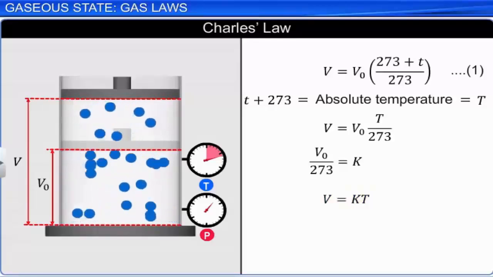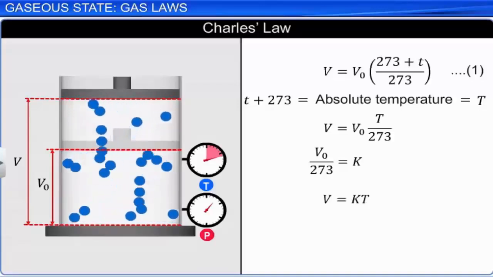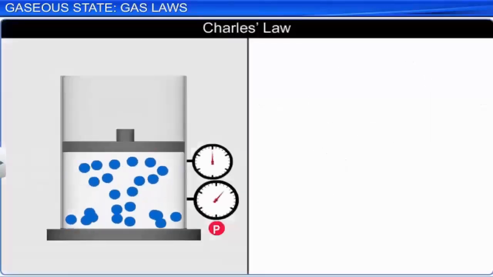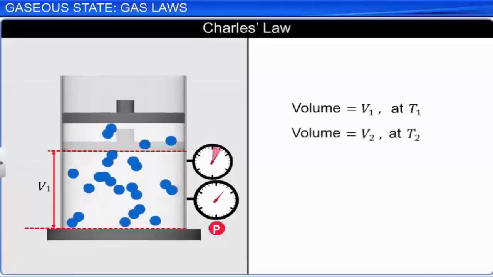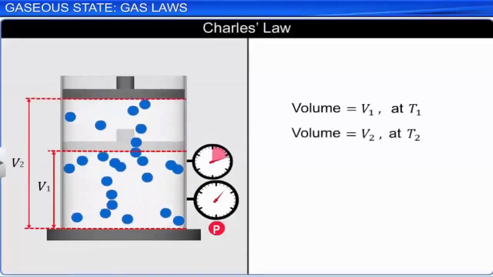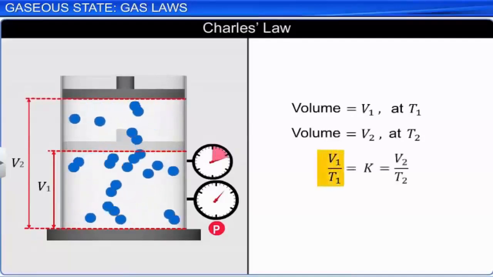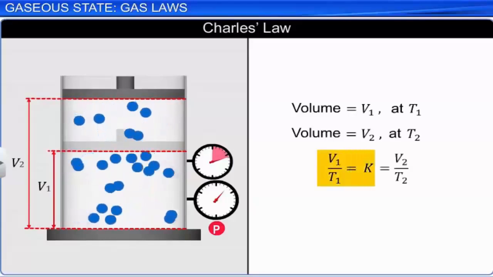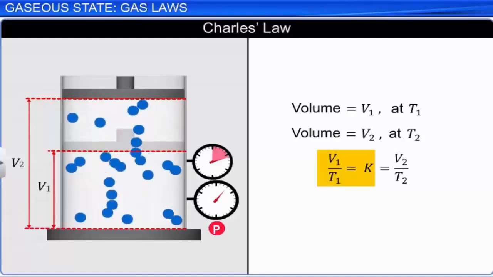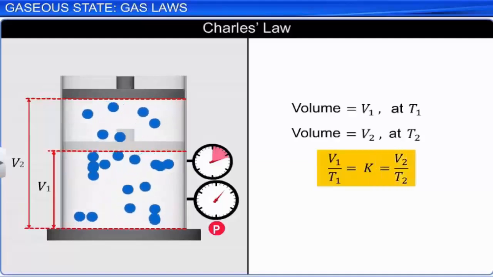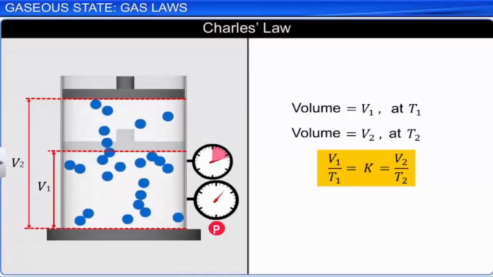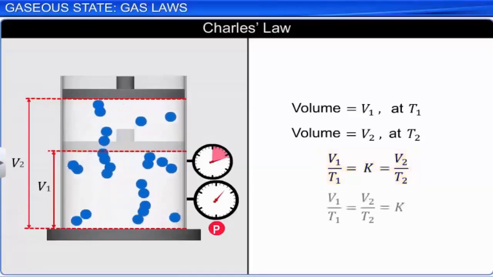If a given gas occupies volume V1 at temperature T1 and volume V2 at temperature T2, then by Charles' law, V1 by T1 is equal to k constant, which is in turn equal to V2 by T2. Therefore, the equation can be written as V1 divided by T1 is equal to V2 divided by T2 is equal to k. This is called the Charles' law equation.